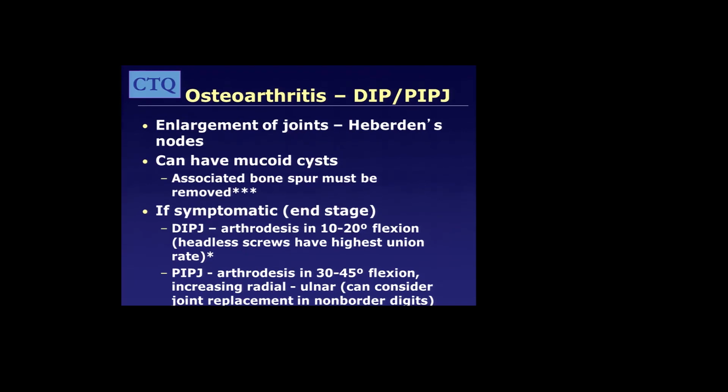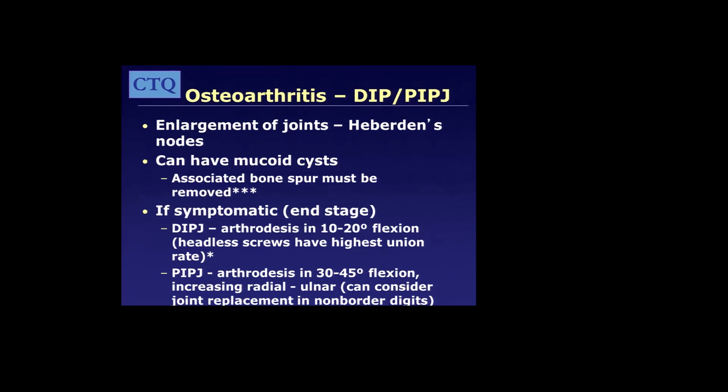If you have a patient that requires surgical intervention for DIP joint arthritis, the treatment of choice is arthrodesis in a little bit of flexion, about 10 to 20 degrees, to preserve their capacity for flexion. If you use a headless compression screw, you have the highest success rate in terms of achieving union.